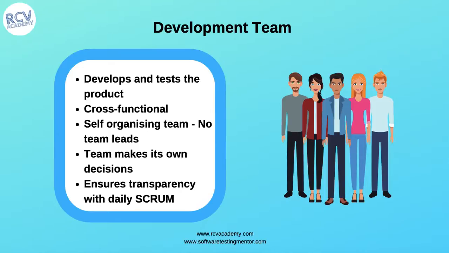And the development team also ensures transparency with daily Scrum meetings. Because of the daily Scrum or daily stand-up meetings, there is transparency in the development team, because everyone in the team talks about what they worked on yesterday, what they are planning to work on today, and if there are any blockers. So all the members in the team are on the same page and know what each and every member is doing in order to achieve the one common goal of the development team. So these are the key roles, the main three roles, of the Scrum development methodology.